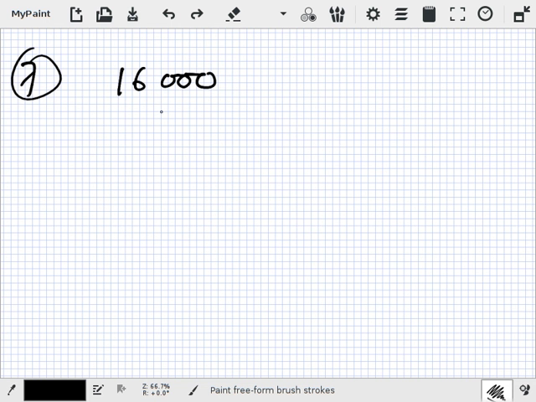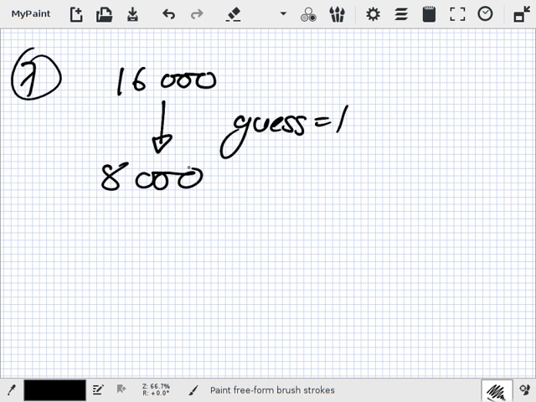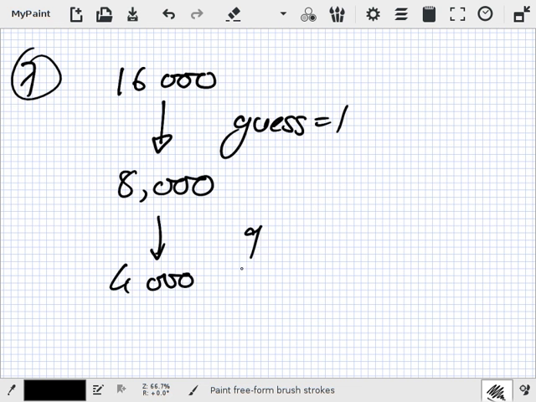So the 16,000, after one guess, you can go down to 8,000. You see, and then after another guess, it's just a half life. This is after 2 guesses. Okay, so if you were to model this as an equation, it's exponential.